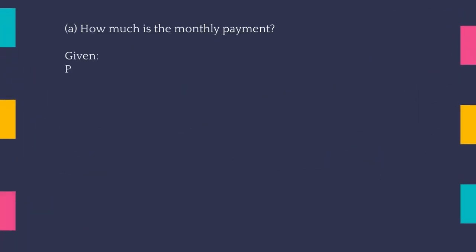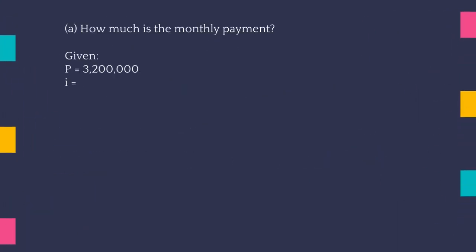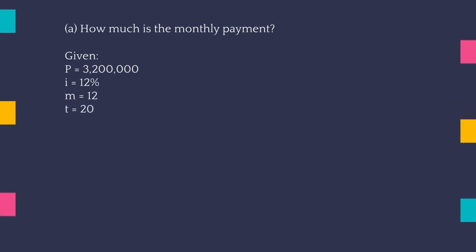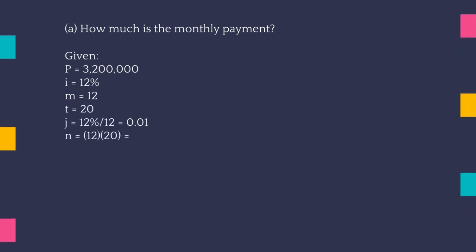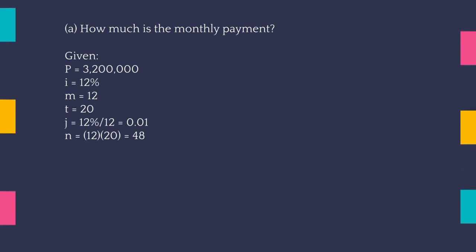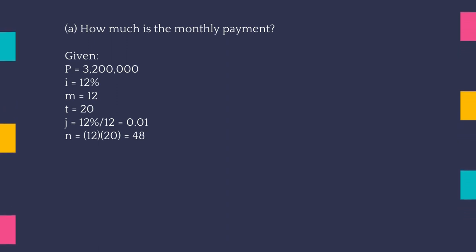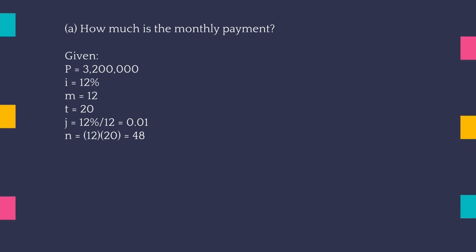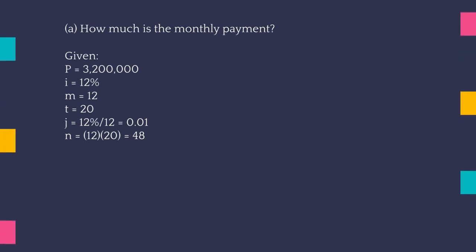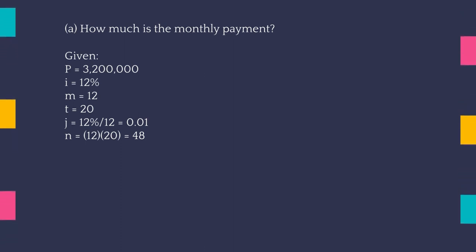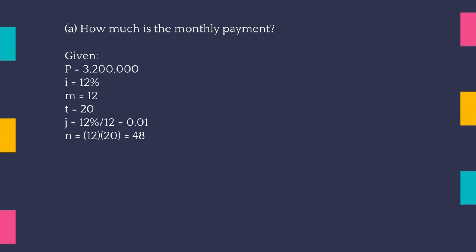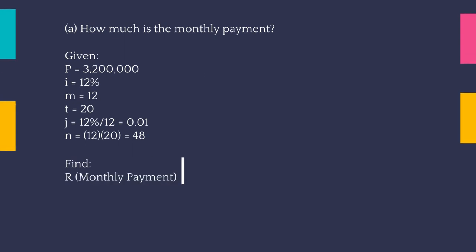Okay, so let's start with A. How much is the monthly payment? The given for this problem is the principal, or P, equal to 3,200,000. The interest rate, or I, is equal to 12%. The number of periods per year, or M, is equal to 12. The time is equal to 20 years. The nominal rate, or J, is equal to 0.01. And the number of payments, or N, is equal to 240. So we need to find the R, or the monthly payment.